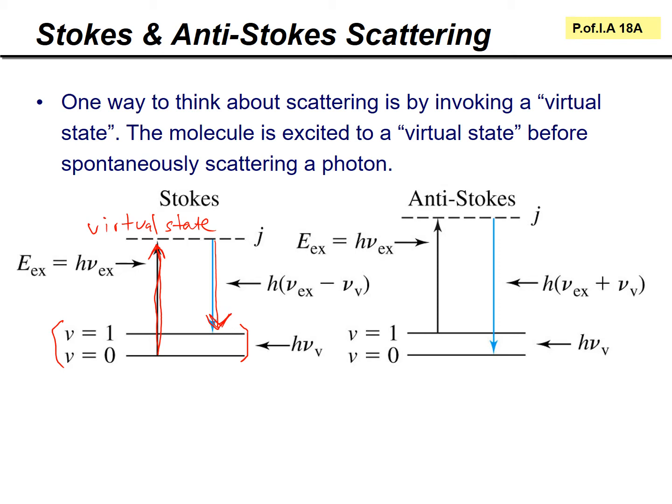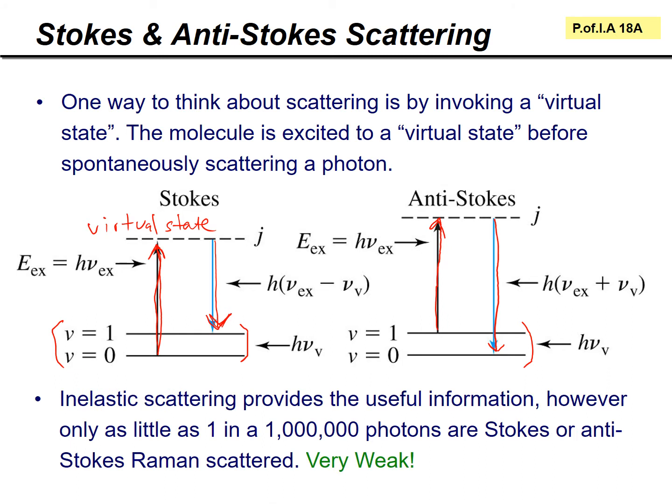In exactly the same way, the anti-Stokes scattered photon is here. It interacts with the molecule by going into this virtual state, and picks up a quantum of vibrational energy. It's that same quantum of energy, but this is now gained by the photon. And again, the difference between the incident and scattered photons gives you the energy required to go from V equals 0 to V equals 1. So it's these inelastic scattered photons that give us the useful information.